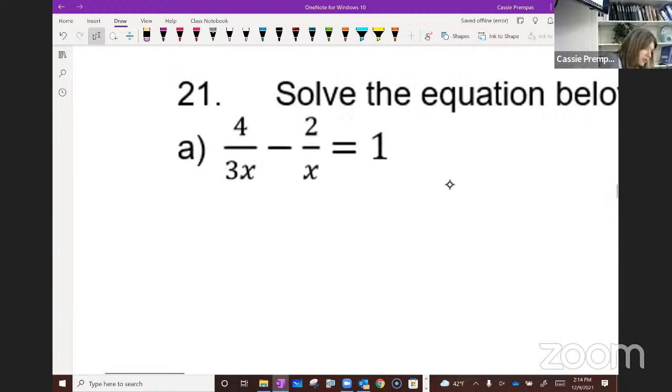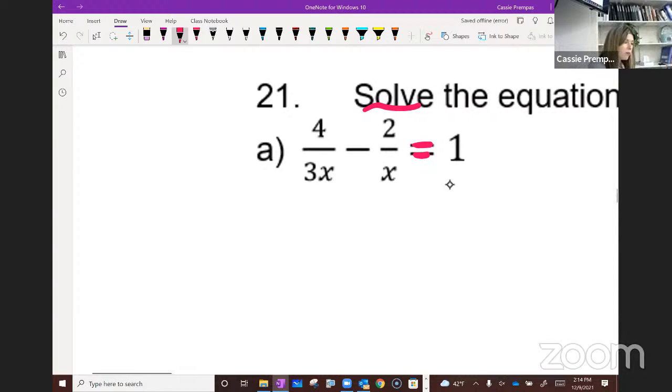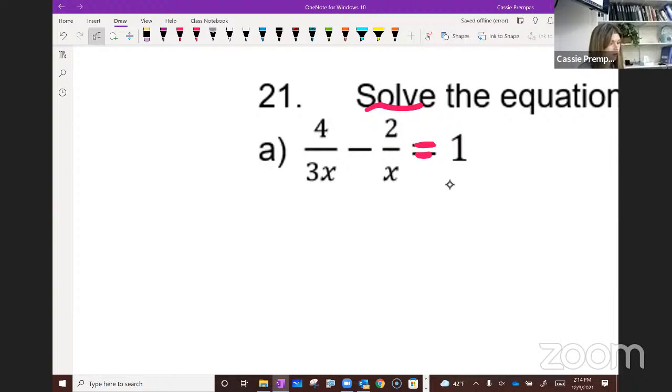21A. This is a situation that Caleb was talking about. Now we have these denominators, but now it's an equal sign and I want to solve. So I want to get rid of all the fractions. And we learned how to do so in one nice step. What would we multiply both sides by to get rid of those? 3x? Good, the LCD. So in this case, the least common denominator is 3x.